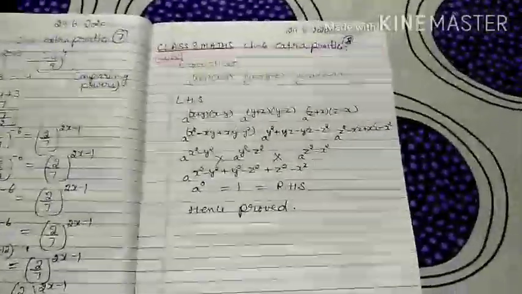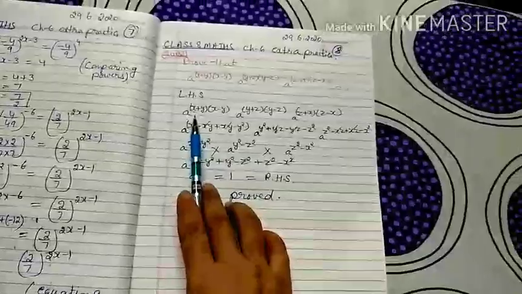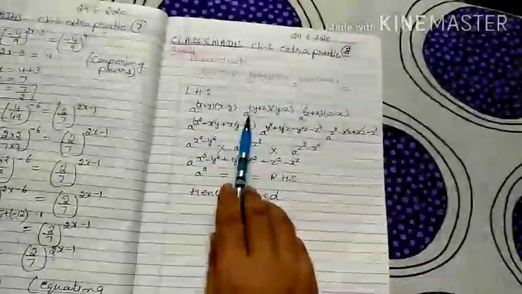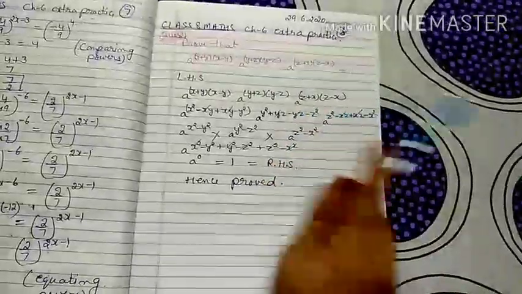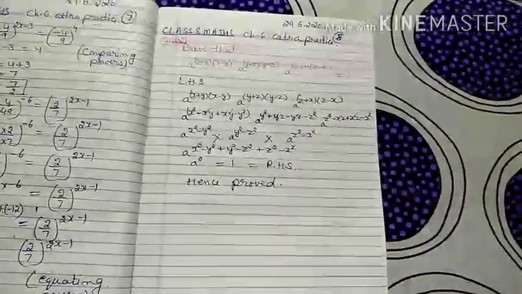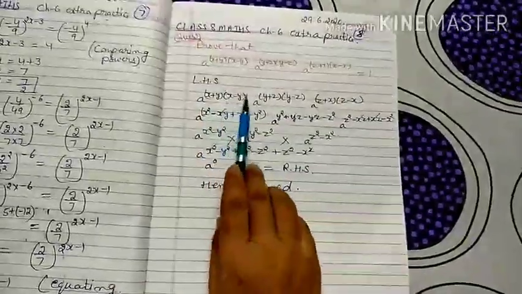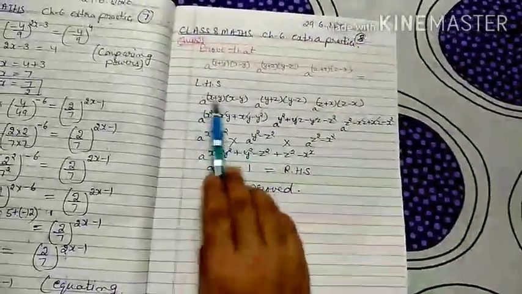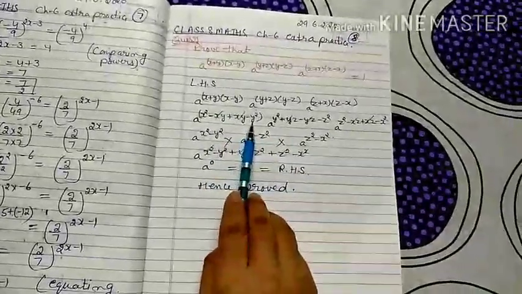Now your last question is, you have to prove that e raised to the power x plus y, x minus y, e raised to the power y plus z, y minus z, e raised to the power z plus x, z minus x. So first you just multiply the brackets. Here x multiplied with the whole bracket gives me x square minus xy, then plus y multiplied with x minus y gives me plus xy minus y square.